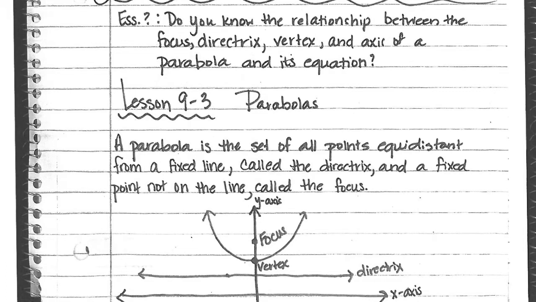All right, Algebra 2, parabolas get a little tough for us in Lesson 9.3. We are going to talk about a bunch of different things in parabolas. We're going to talk about the relationship between the focus, the directrix, the vertex, the axis of symmetry, and its equation. So notice a parabola is a set of all points equidistant from a fixed line called the directrix and a fixed point not on the line called the focus.